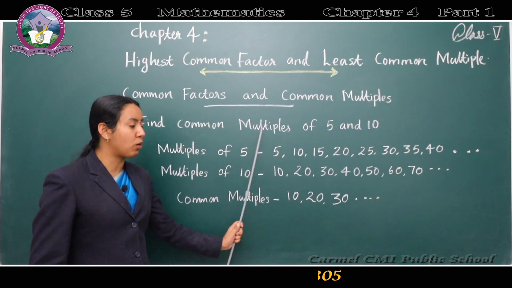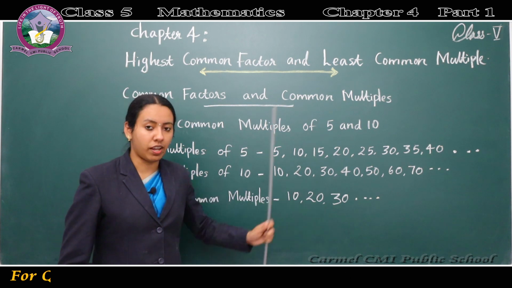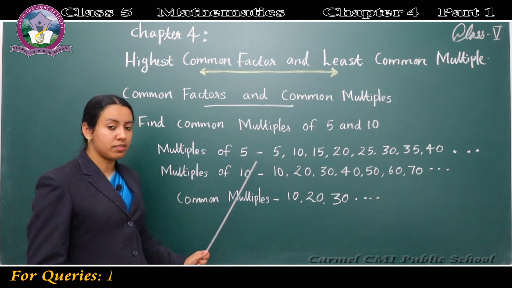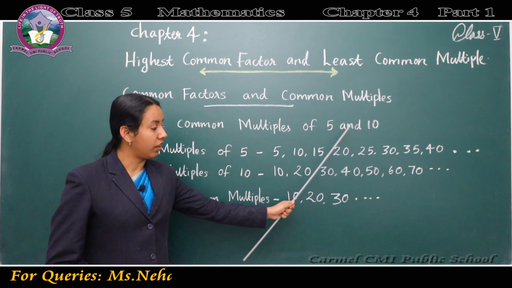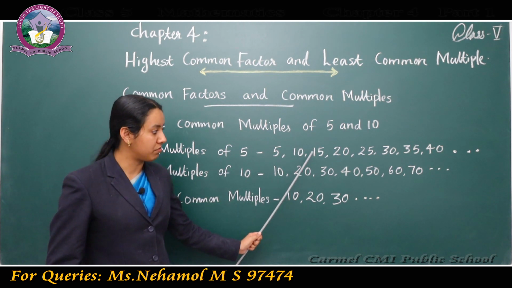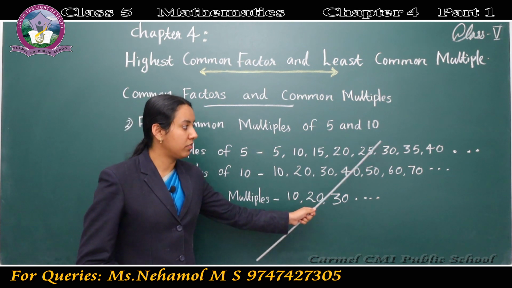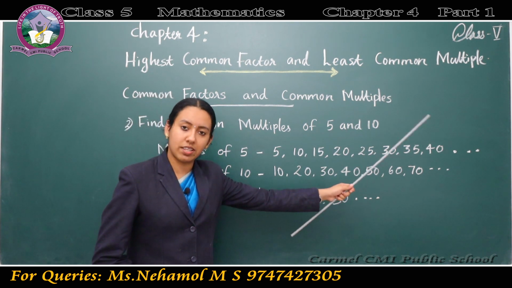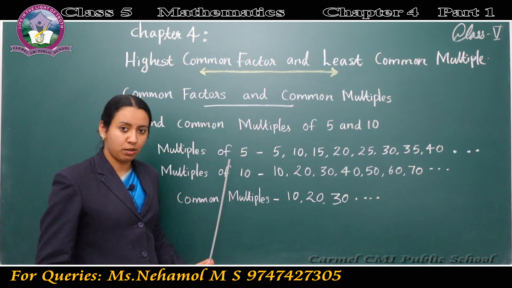You have to find common multiples of 5 and 10. First we have to list multiples of 5 and 10. Which are the multiples of 5? 5, 10, 15, 20, 25, 30, 35, 40, etc. are the multiples of 5.